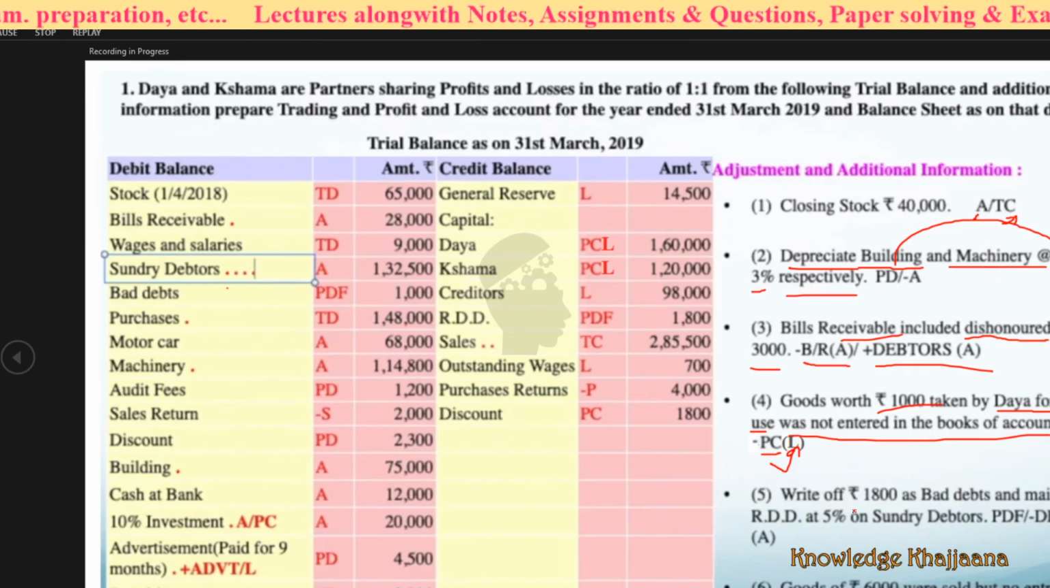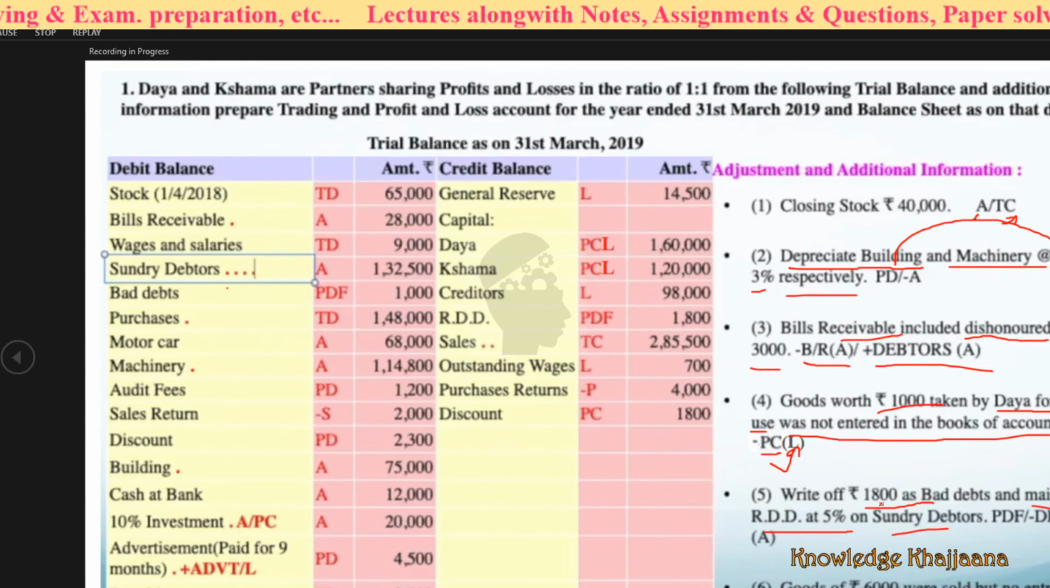Then write off rupees 1800 as bad debts and maintain RDD at 5% on sundry debtors. See, for this what we have to do? Write off 1800 as bad debt. So again we have to mention our second entry for the bad debts. Bad debts are part of sundry debtors, so we have to write off 1800 from sundry debtors, and again we have to maintain RDD on sundry debtors. So again, third entry on sundry debtors.